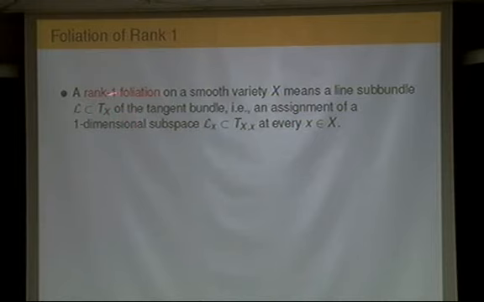So a rank 1 foliation on a smooth variety just means a line subbundle of the tangent bundle, in the sense that its quotient is also locally free. So in other words, at every point you are given a one-dimensional subspace of the tangent space. Of course the assignment must be algebraic, so such information is a rank 1 foliation. So it's just a line subbundle of the tangent bundle.